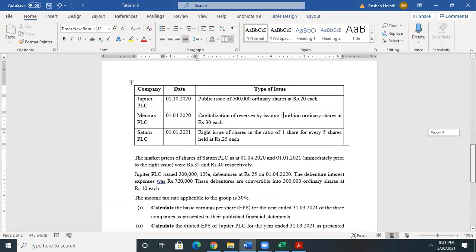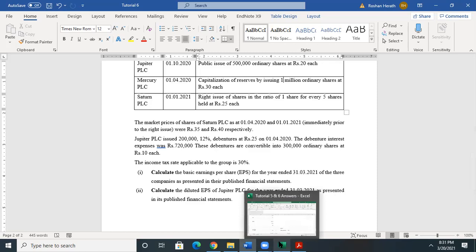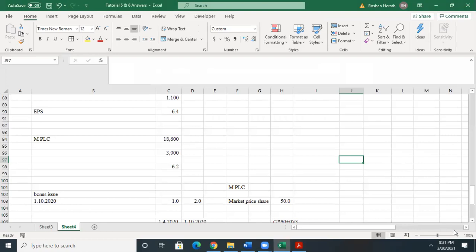Okay. Now let us move on to the one last thing. It's about the debentures that have been issued by Jupiter. It was 720,000. Interest expense is given. The debentures can be converted into 300,000 shares. This is the only thing. And let's see. So you need to consider as you did earlier.